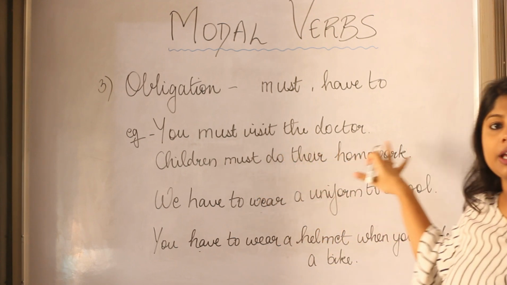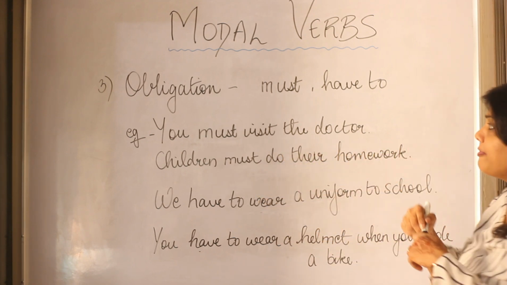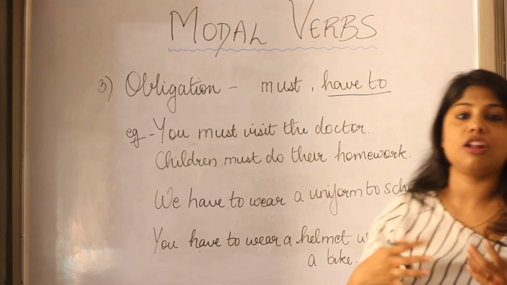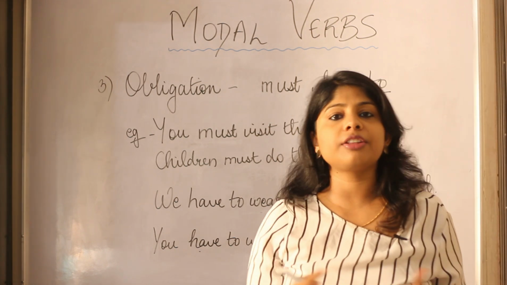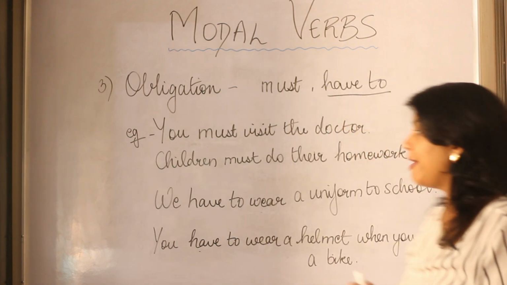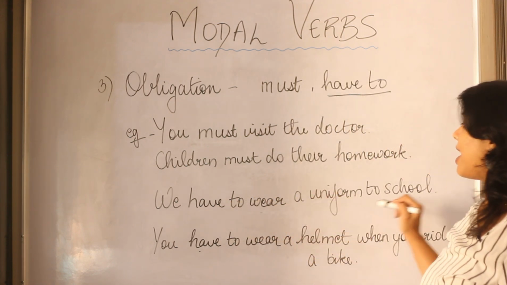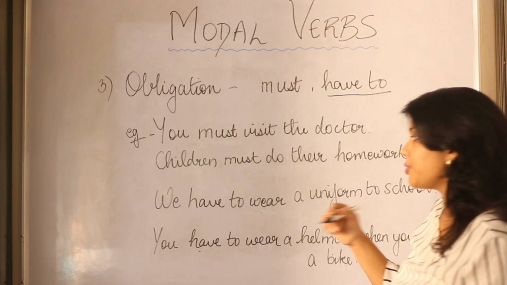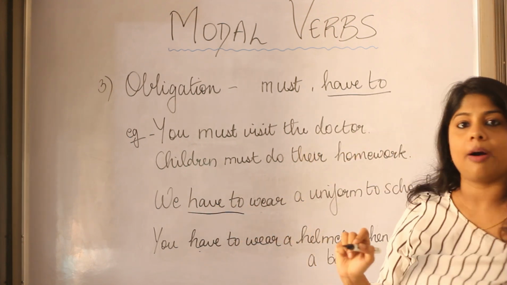Children must do their homework. Now, have to is usually used in case of rules and regulations, laws, wherein there is no other choice than to follow it. Like for example, we have to wear a uniform to school. We do not have a choice. When we go to school, we have to wear a uniform.